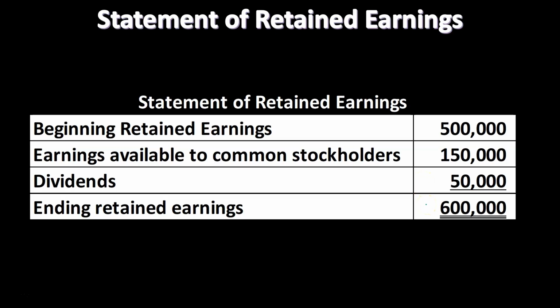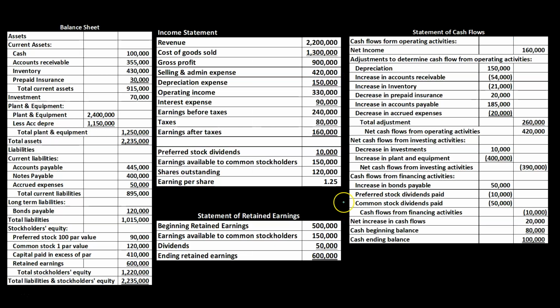So that means that the net ending balance will be that 600,000. In other words, the 600,000 is the same 600,000 here on the balance sheet.